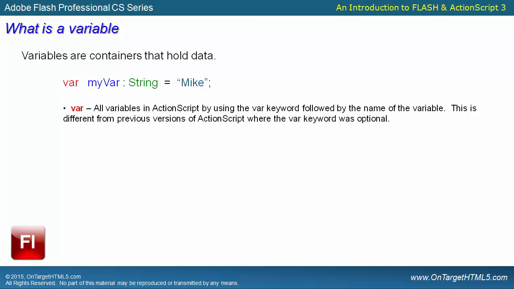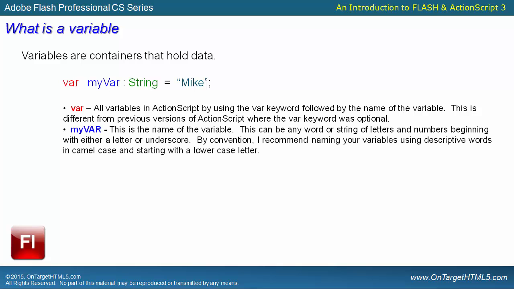It's no longer optional. Like most programming languages, you must declare that this is a variable by using that var keyword. My var, this is the name that I've given this particular variable. This can be any word or string of letters and numbers beginning with either a letter or underscore. By convention, I recommend naming your variables using descriptive words in camel case, and you'll understand what I mean by camel case as we start getting into programming. But a good example is right here. I start with a lowercase, and with each new word, I begin it with an uppercase letter. So my starts with a lowercase, and then var should be a capital V, lower a, lower r. You'll notice I've got camel case up here in our demonstration.